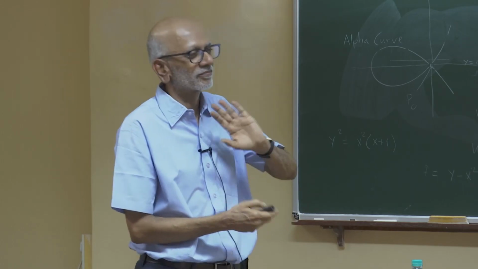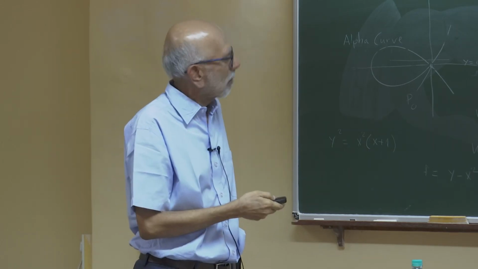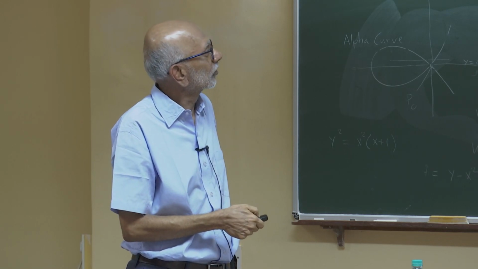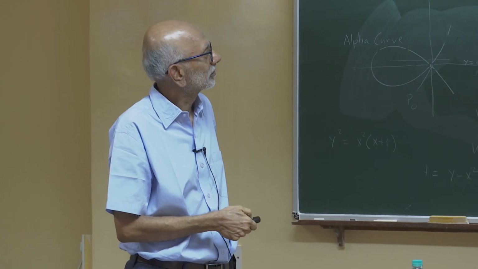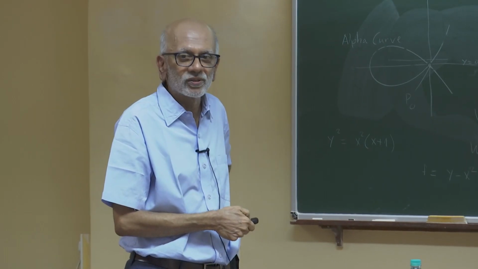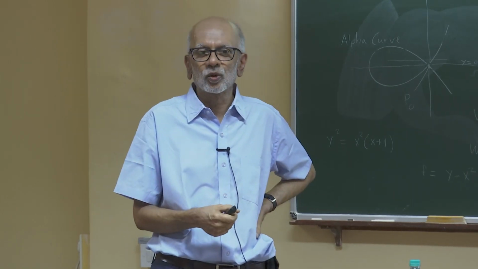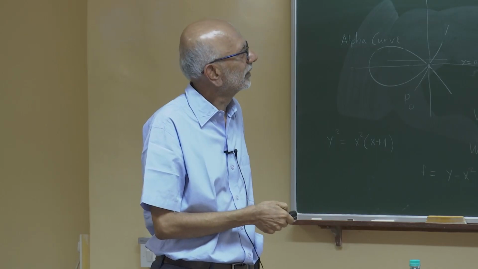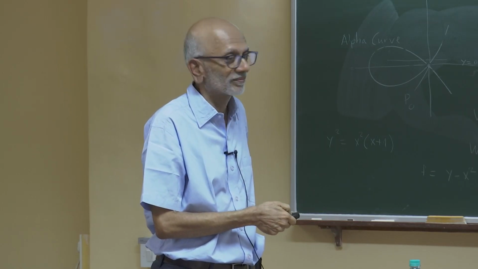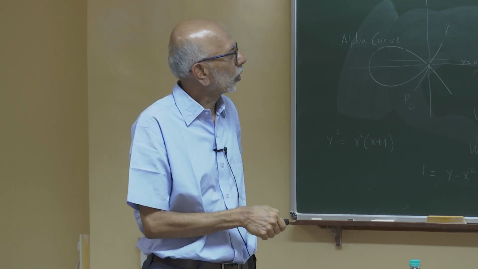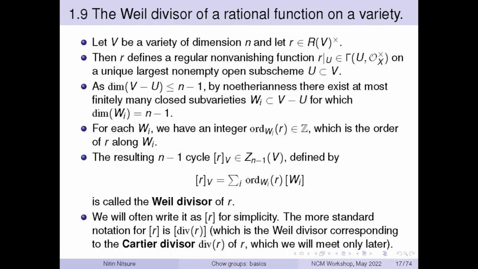Anyway, now, there are only finitely many closed subvarieties where this happens. And for each one of those subvarieties where it is either 0 or a pole or none perhaps, you have a well-defined integer. That integer is well-defined by the additivity. And so I define an n-1 cycle like this.